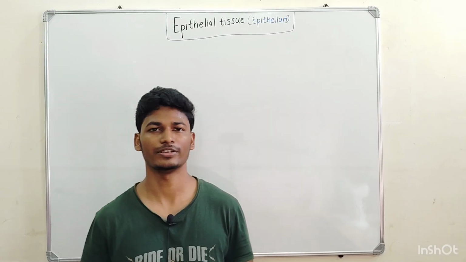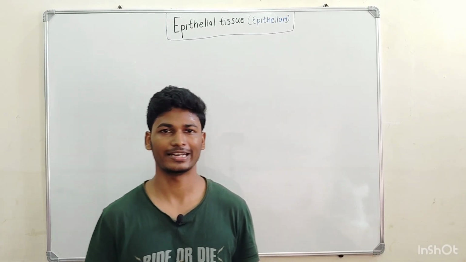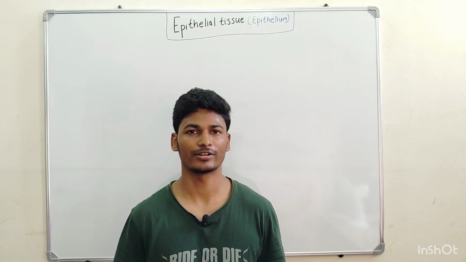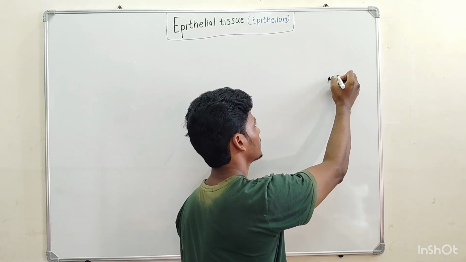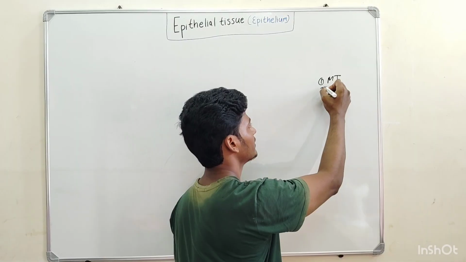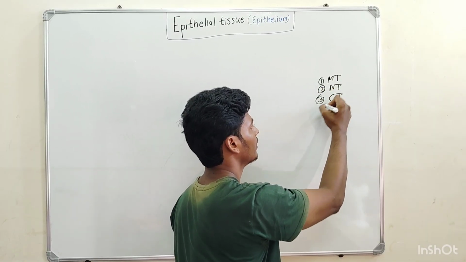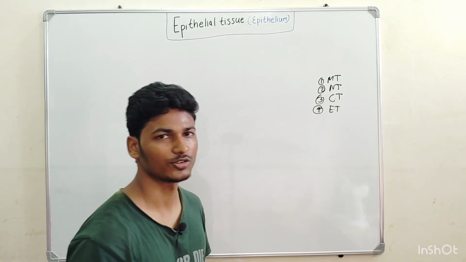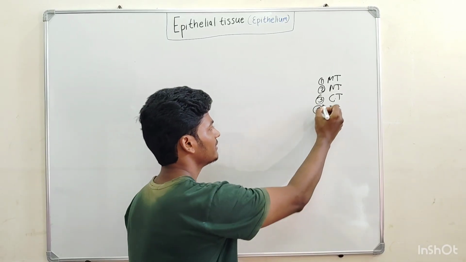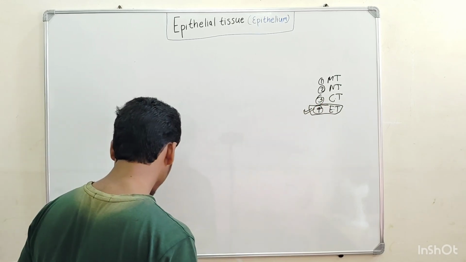In this lecture, we will talk about epithelial tissue. As you already know, our body is made up of four kinds of tissue. One is muscular tissue, second is nervous tissue, third is connective tissue, and fourth is epithelial tissue. Epithelial tissue is also called epithelium. So in this lecture, our main focus will be on the epithelial tissue.